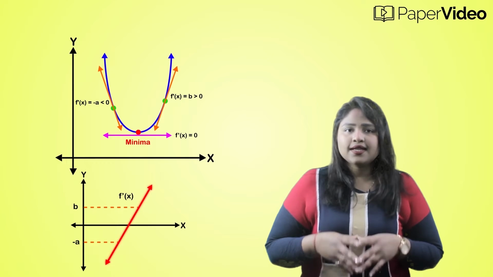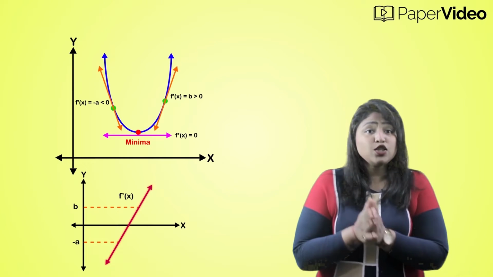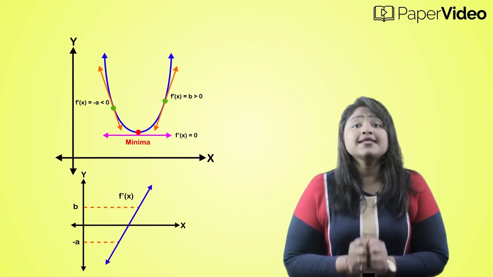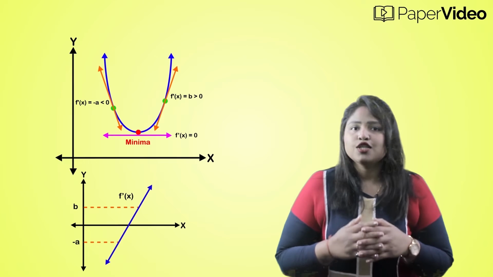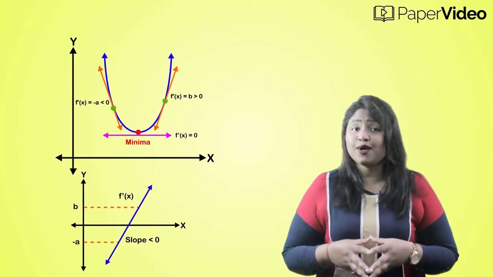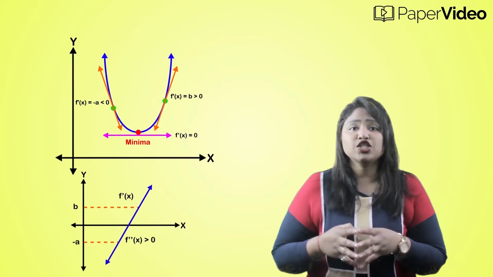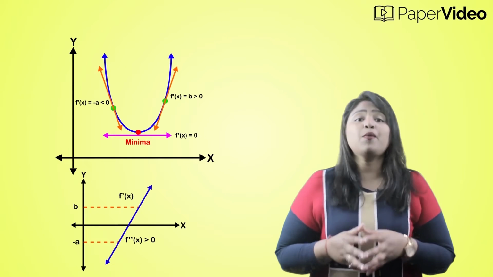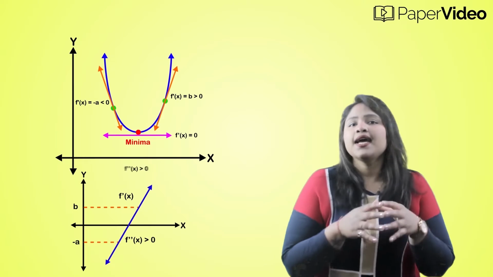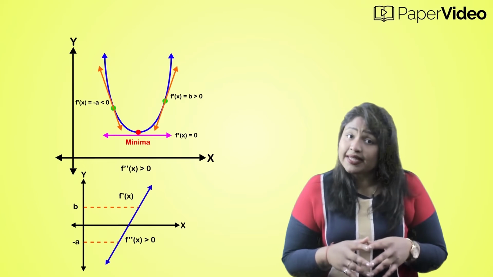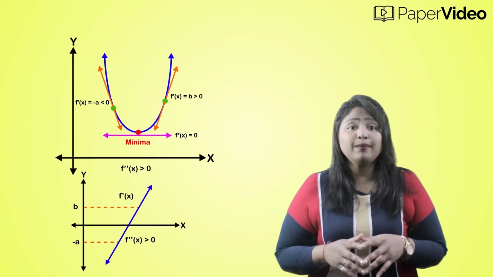As we can see that the graph is going from minus a to b, this means that it is an increasing function. So that means its slope must be positive, which means if we find a derivative of f dash x, then its value will be positive. This means that f double dash x is greater than 0 at the point of minima. Now let's move on to the third case.